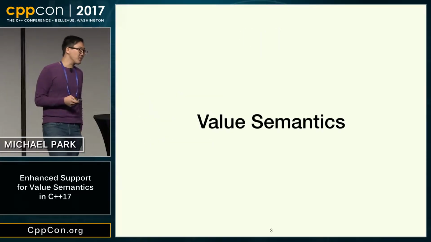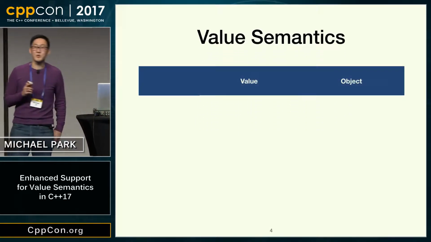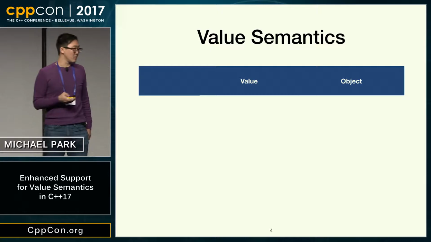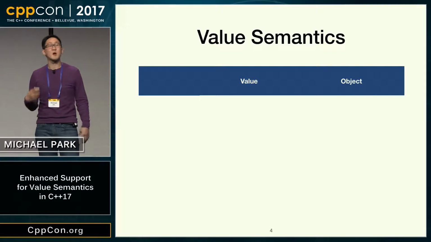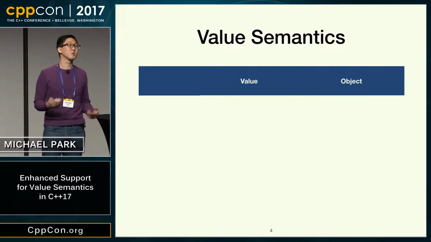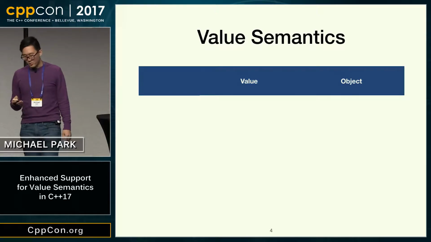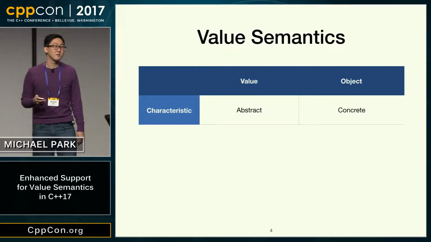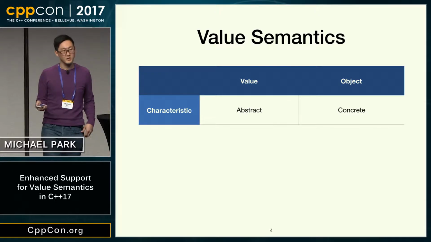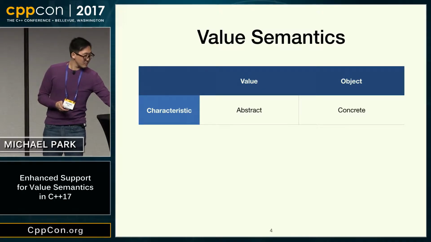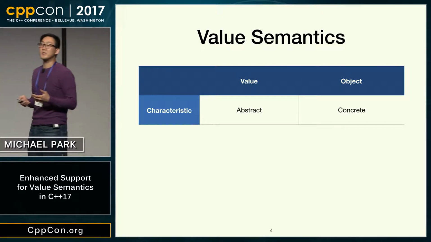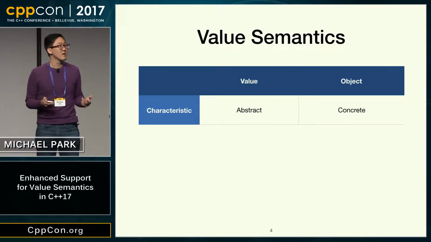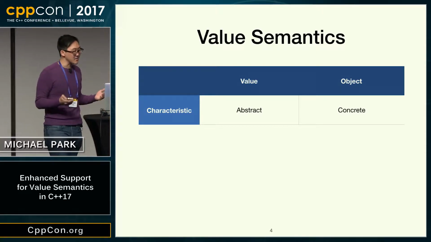So value semantics. Before we get into value semantics, I want to first talk about the distinction between values and objects. It's important to note that when I say objects, I'm talking about objects in the C++ object model sense, as opposed to the object-oriented sense. A value is an abstract entity, most typically representing a mathematical entity, so things like integers and matrices. They're abstract, and so they don't actually exist at a specific location or time. They just exist as an idea, as a concept.